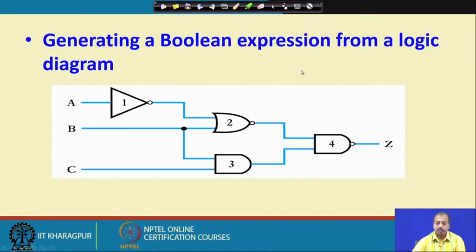We can also do something for generating the Boolean expression from a logic diagram. Suppose this is a logic diagram. We can trace through this logic diagram to see how the corresponding Boolean expression can be derived.